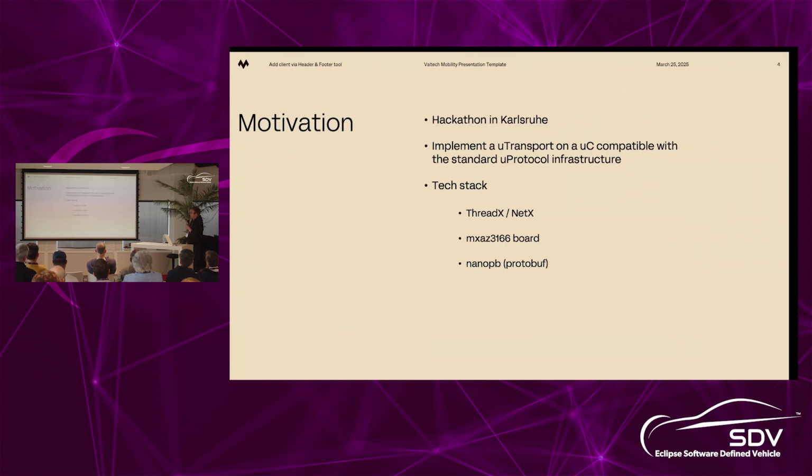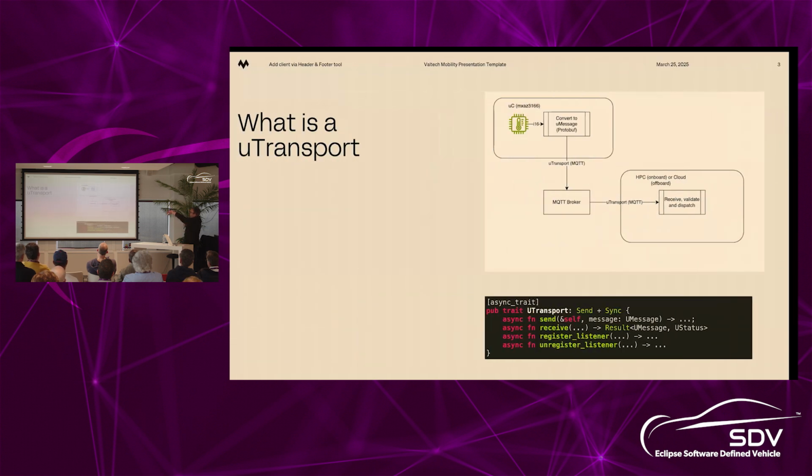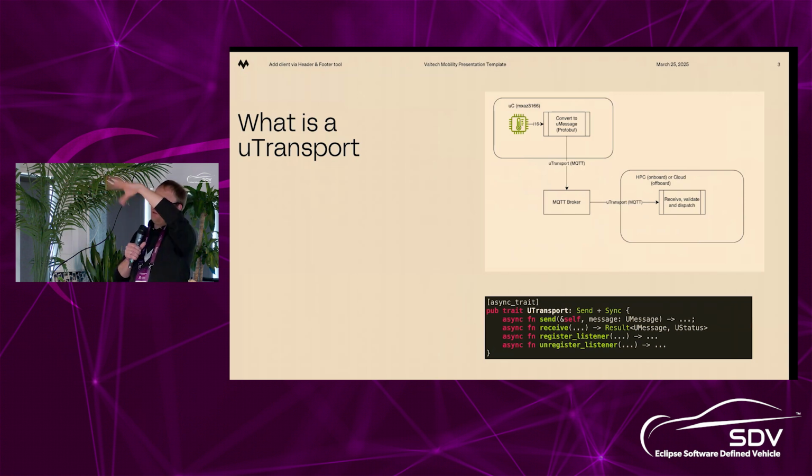So what was our motivation? How does it come that a company mostly working on the cloud side now tries to do some embedded stuff, or going down to the RTOS level? So we were at the hackathon in Karlsruhe, and we set out the challenge to implement this little structure. So you are working on a microcontroller, have this message conversion implemented, sending the message to an MQTT broker. Okay, in 2025, you cannot really impress somebody with sending MQTT messages, but nevertheless.